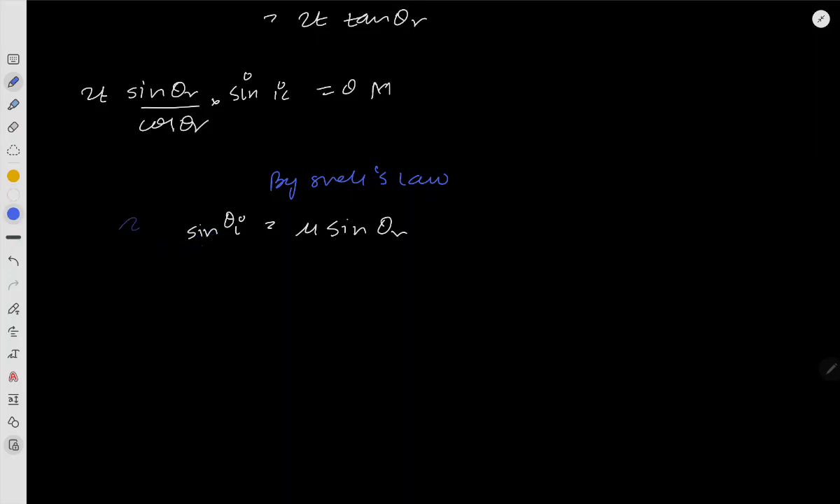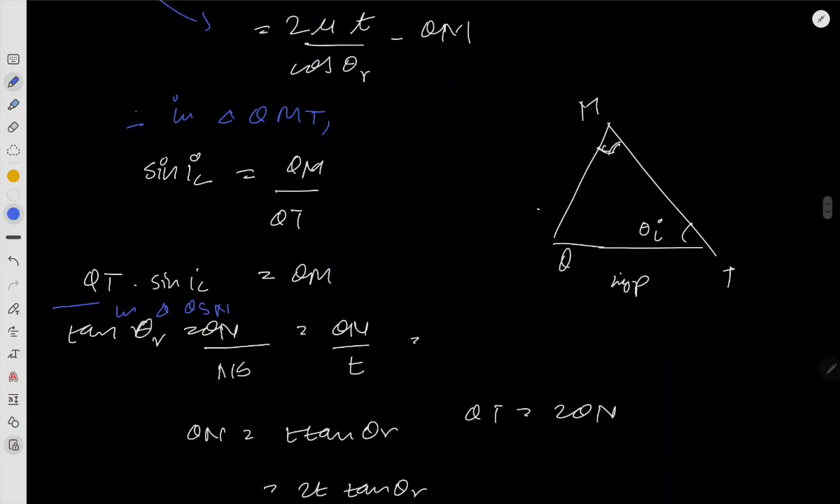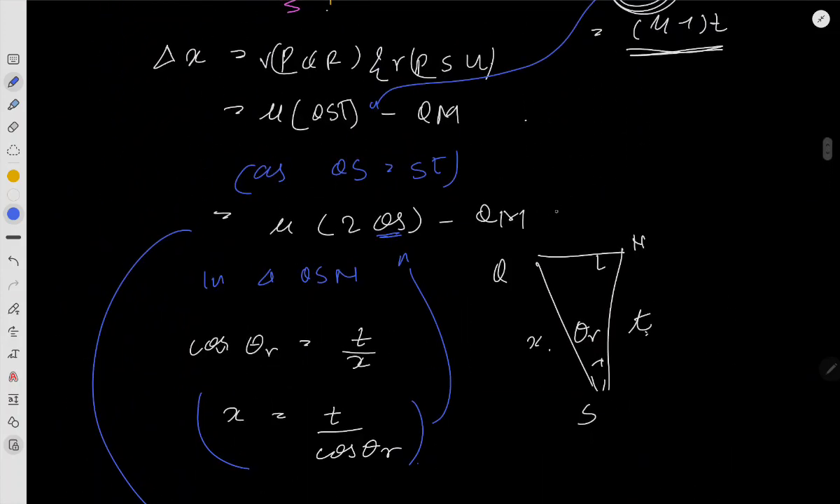So now substituting this over here, we get 2t sine theta r upon cos theta r into mu times sine theta r equals to qm. And now taking 2 mu t outside, it's sine square theta r upon cos theta r equals to qm. Now substituting this in 1, I'll name this equation 1 as it's very confusing.